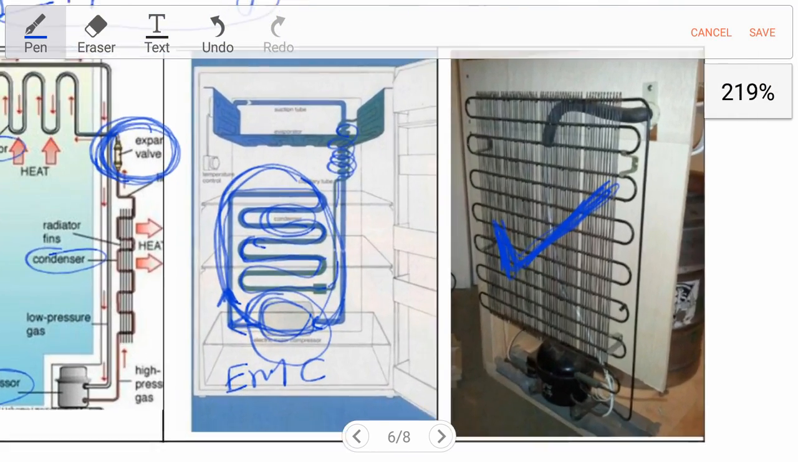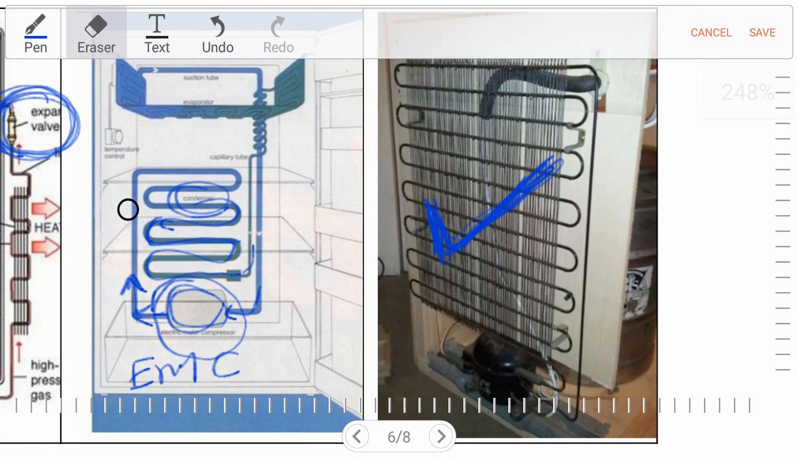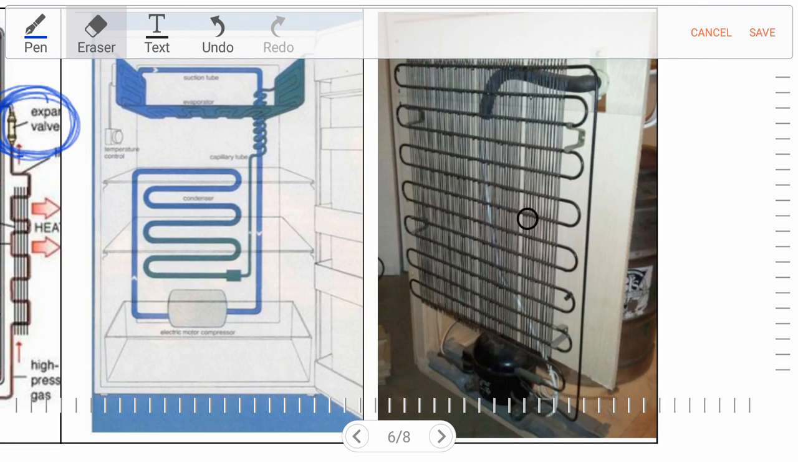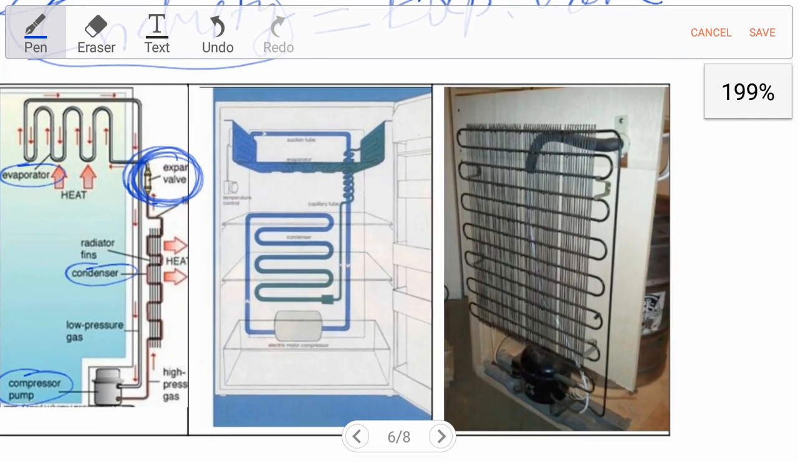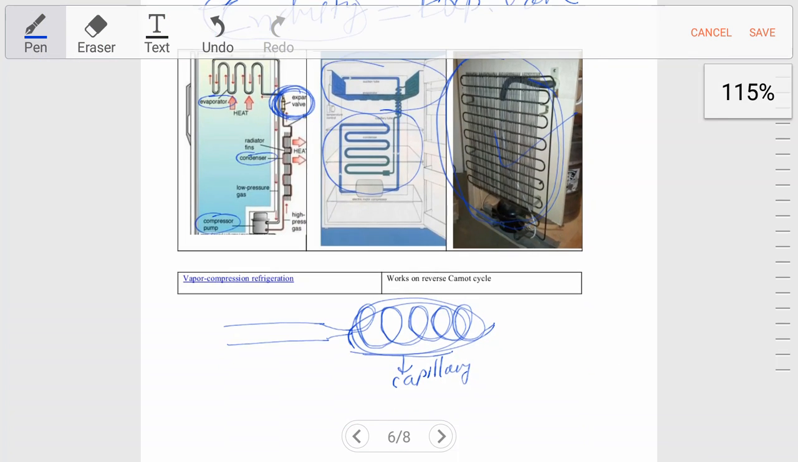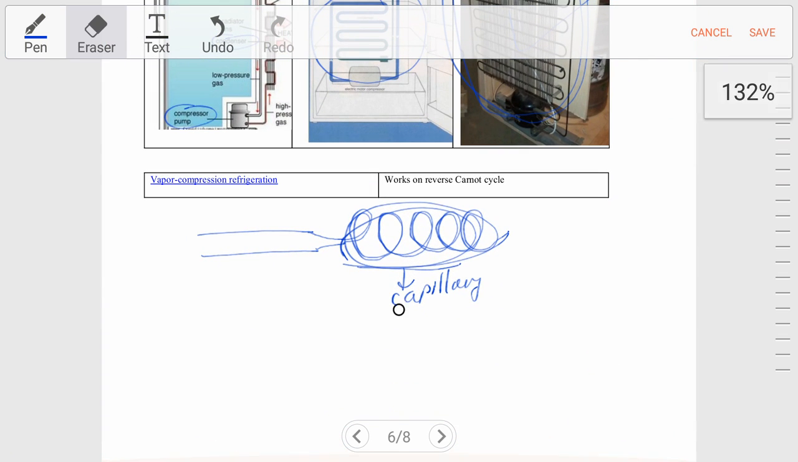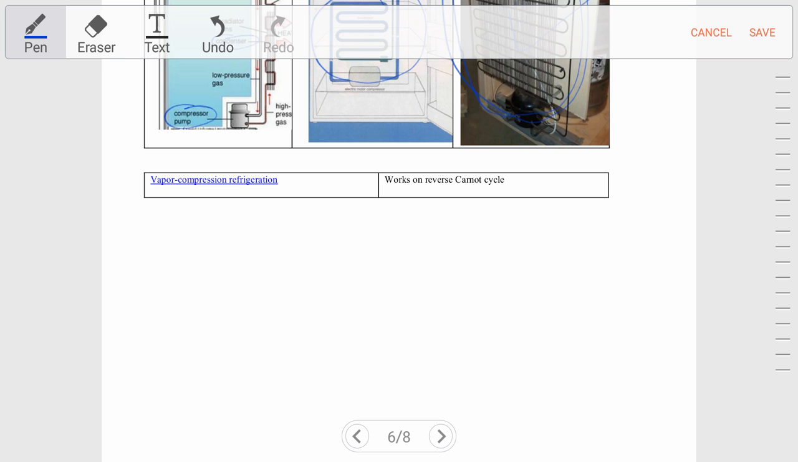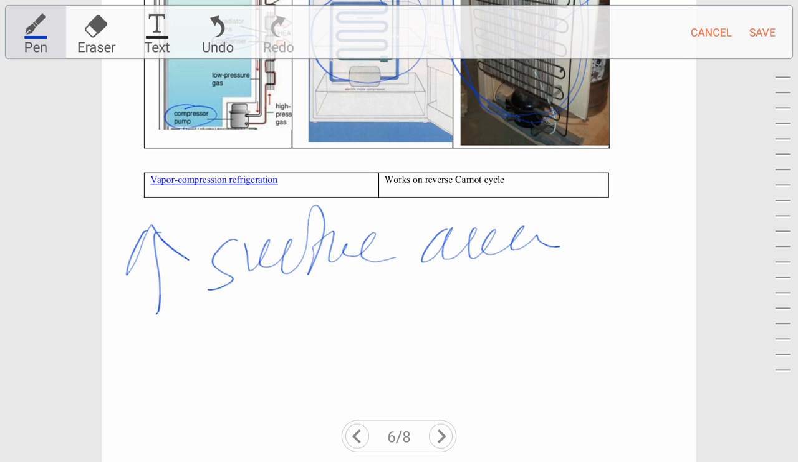Now let's discuss over here. As we can see, this is our evaporator, this is our condenser. In the third figure we have fins. So what is the function of fins? The fins are available to increase surface area. If we have more surface area, then we have more heat transfer. Remember.